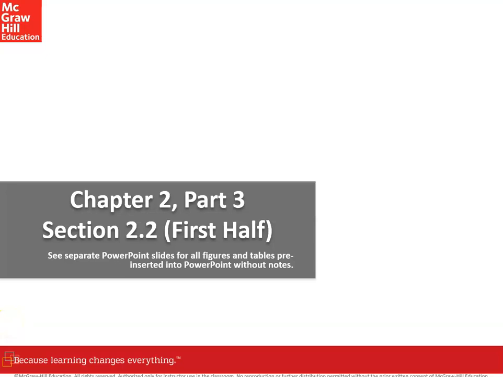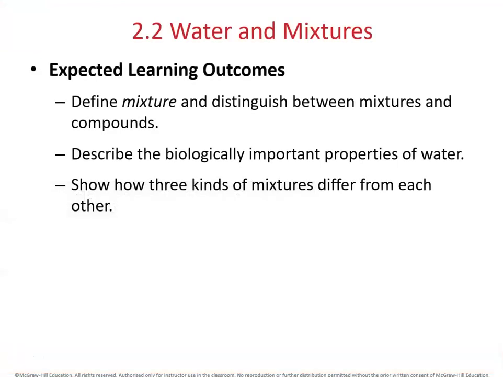Hi everyone, welcome to Chapter 2, Video 3, which is about the first half of Section 2.2 in the Anatomy and Physiology textbook. We have three goals for this video. First, we want to be able to distinguish between mixtures and compounds. We want to understand some of the properties of water that are important when we talk about physiology. And then we want to be able to differentiate between the three types of mixtures.